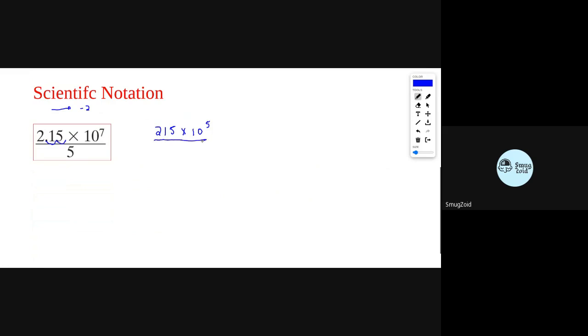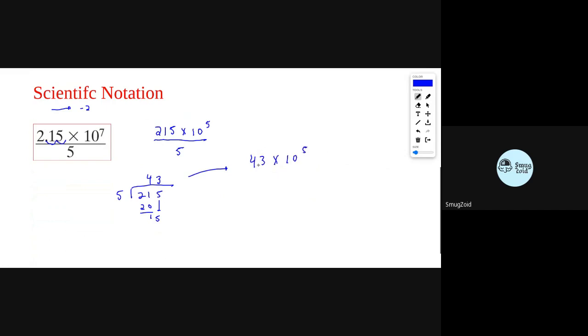So it's really this over 5. This becomes a simpler problem. I put 5 going into 215. 5 goes into 21 4 times. 4 times 5 is 20. Bring down the 1, bring down the 5, and it's a 3, 43. So my answer is 43 times 10 to the 5.